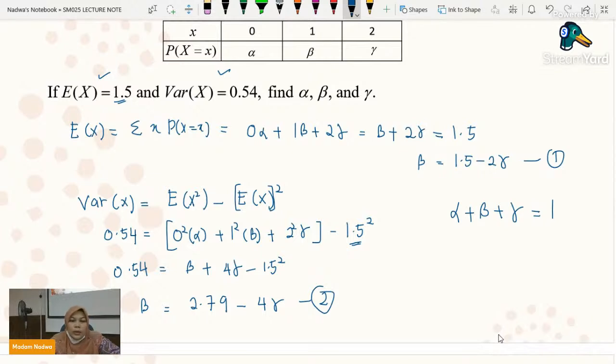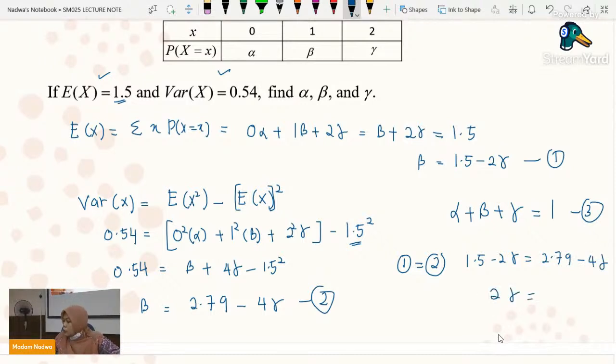So what you can do is, you can equate 1 and 2 sebab equation 1 adalah beta, equation 2 pun adalah beta. So 1.5 minus 2 gamma is equals to 2.79 minus 4 gamma. So kita buat cepat sikit. So 2 gamma is equals to 2.79 minus 1.5, which is 1.29. Divide by 2, you will get 0.645 as your gamma.